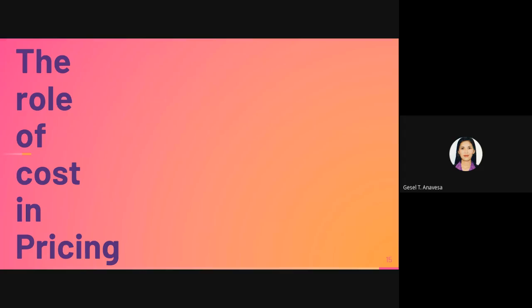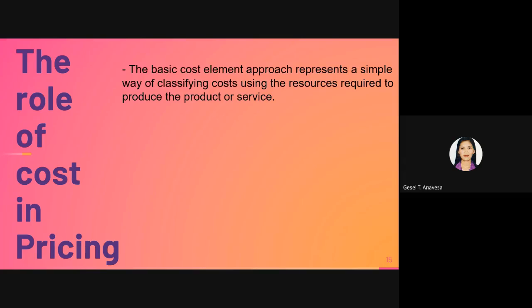Okay, so the role of cost in pricing. So in order to be profitable, a seller must sell a product or service for more than the cost of providing the product or service. So business cost can be classified in a range of ways, with the following being the most important. So this approach forms the basis of the traditional profit and loss account. So the basic cost element approach represents a simple way of classifying cost using the resources required to produce the product or services.